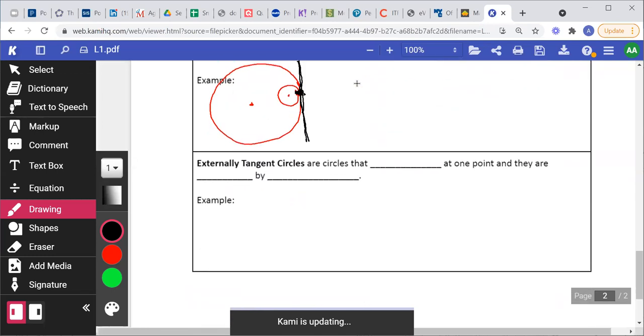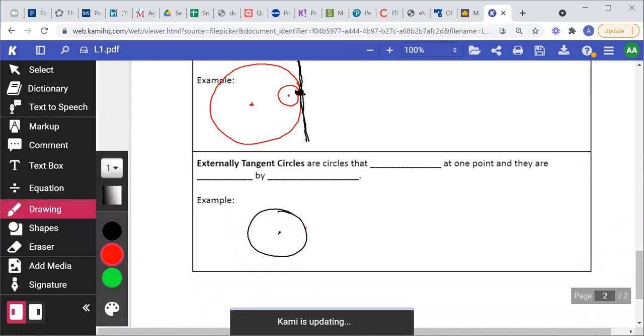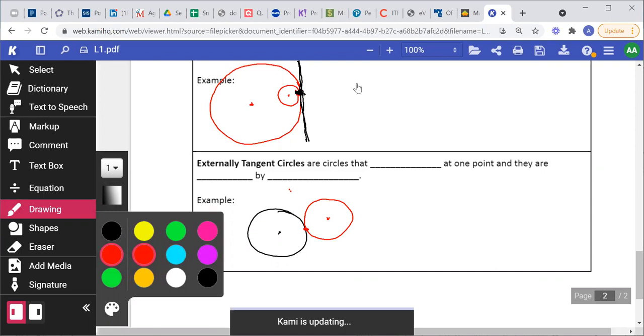And then lastly, we also saw externally tangent, which is when they're outside each other, but they touch at one point. So if I have a circle here with a center here, and I decide to have another circle that just touches this one, with its own center here. Since they both touch here, I can draw a line of tangency.